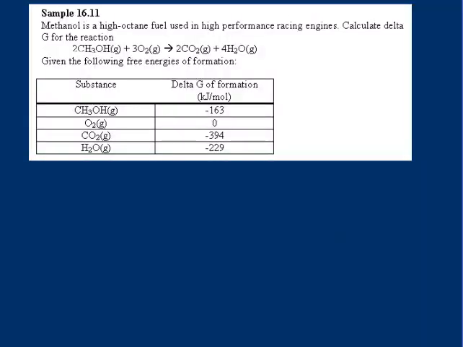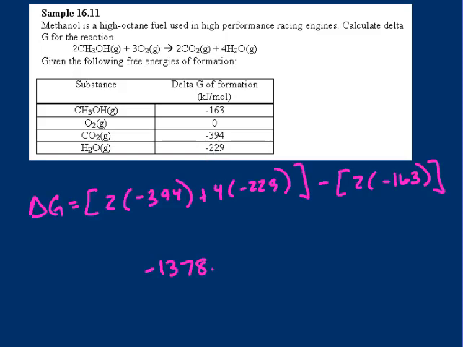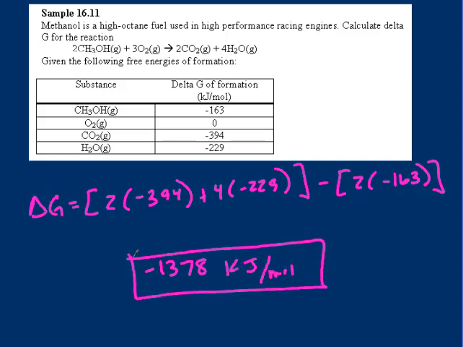On this problem, they give you the delta G's of formation. So go ahead and pause the video and figure out your delta G of formation based on that balanced equation. So solving that out, you should get negative 1378 kilojoules per mole, which again is very spontaneous or very thermodynamically favorable. That's a large negative number.